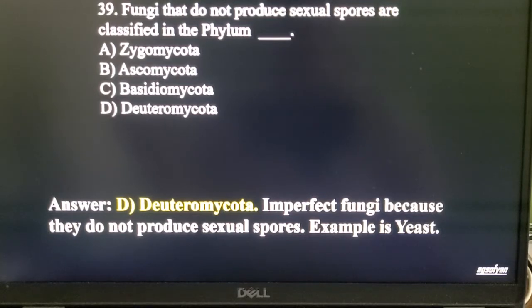How about Deuteromycota? This is for imperfect fungi, the fungi that do not produce sexual spores. They are included in the Deuteromycota. An example is yeast. Yeast are fungi that do not produce sexual spores, so they are in the phylum Deuteromycota.